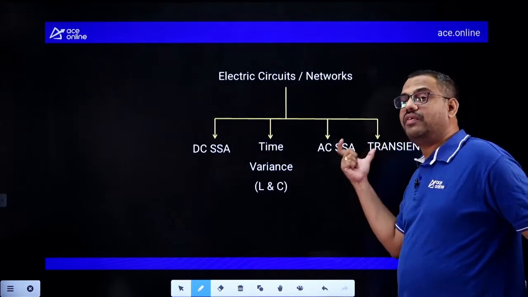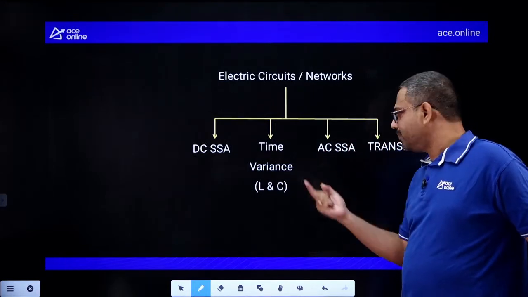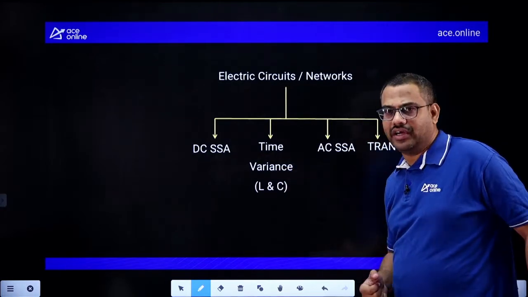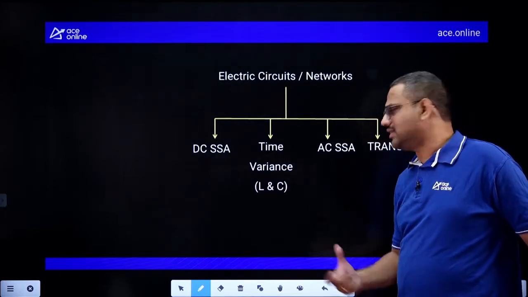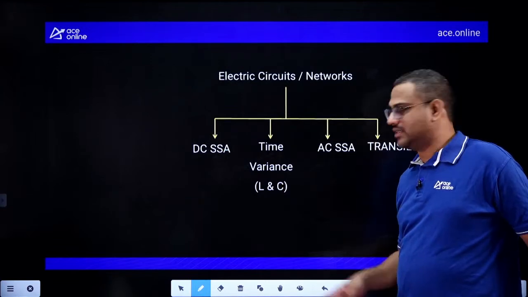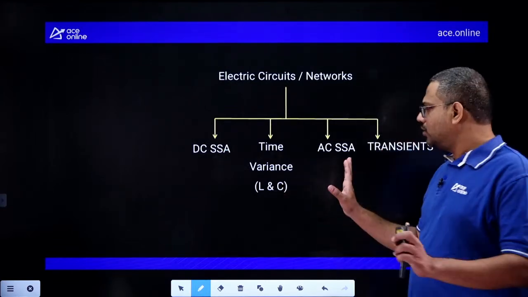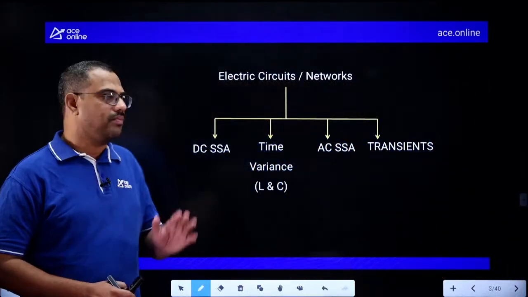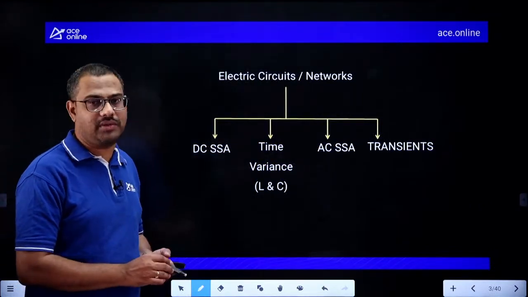But before we go to frequency domain AC circuits, here a small chapter I will introduce in my regular class about basics of time variance. This is where I will introduce L and C. So what I want to argue, yes, my subject is primarily divided into 3 parts.